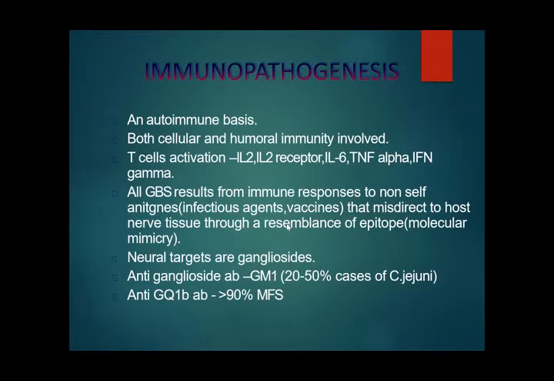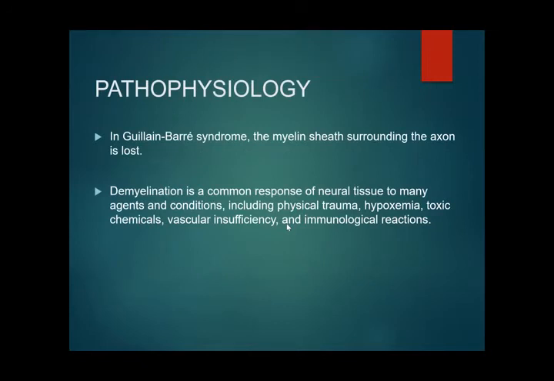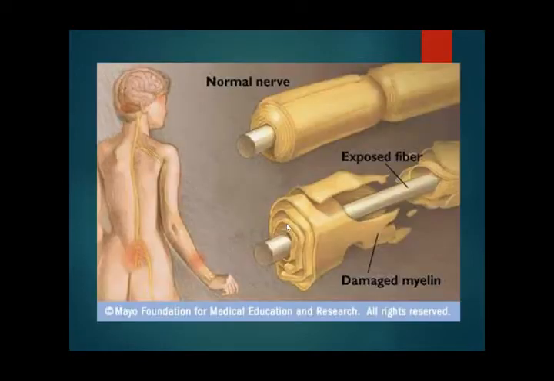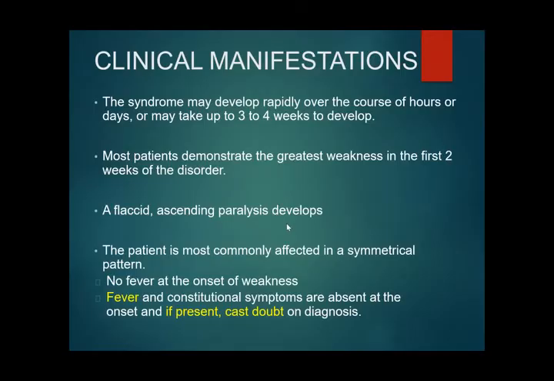In the syndrome, as I told you, it can be axonal as well as demyelinating. So demyelinating is pathognomonic of GBS, but it now has axonal variants also. The syndrome may develop rapidly over the course of hours or days, or it may take up to 3 to 4 weeks to develop. Weakness or symptoms can progress up to 4 weeks. Most patients will demonstrate the greatest weakness in the first 2 weeks of the disorder. A flaccid ascending paralysis develops.